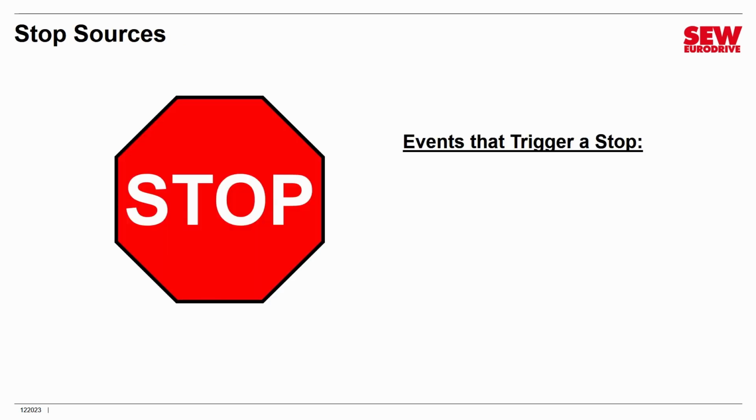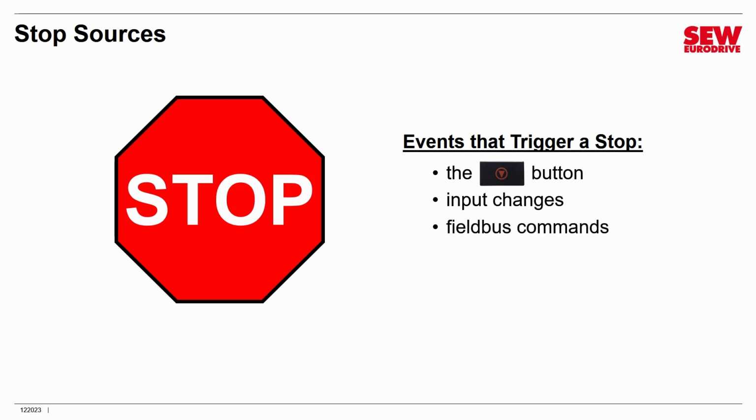Let's talk about some events that can trigger a stop. There are actually quite a few things that can bring the VFD to a halt. Of course, the stop button on the front keypad is one. Input changes. If you're operating in terminal control mode, you can invoke one of several different kinds of stop events. If you're operating on a field bus, you can send several different stop commands over the field bus. Faults and errors can trigger stops as well.